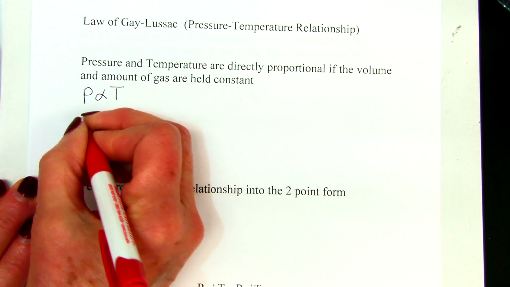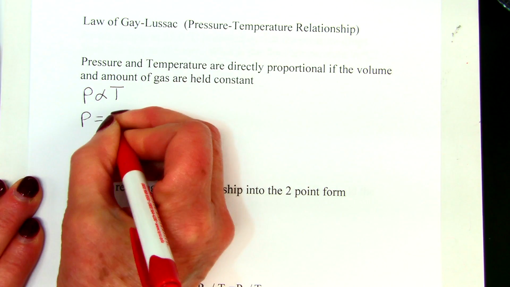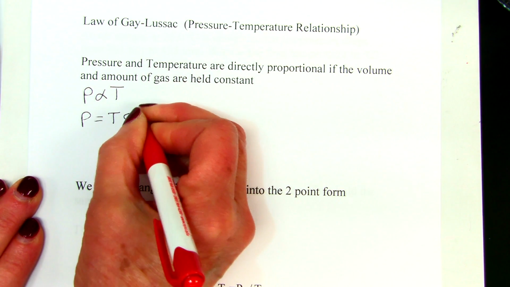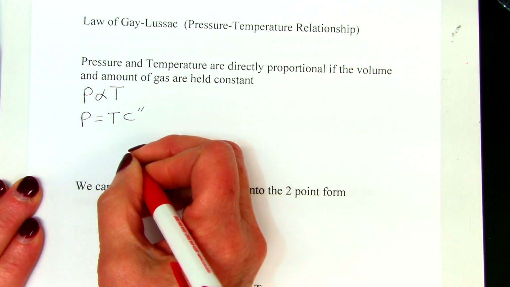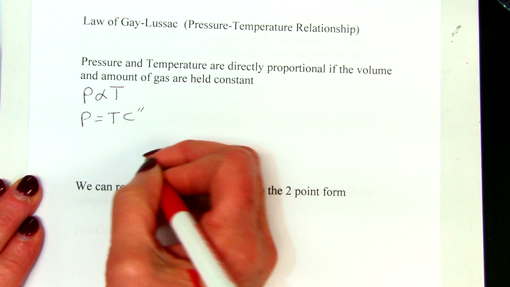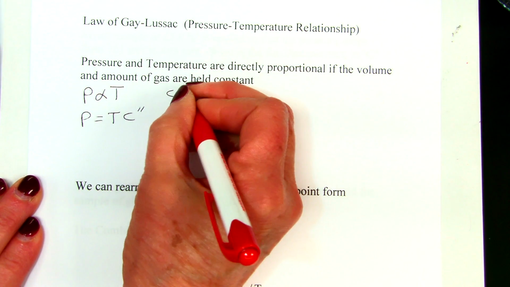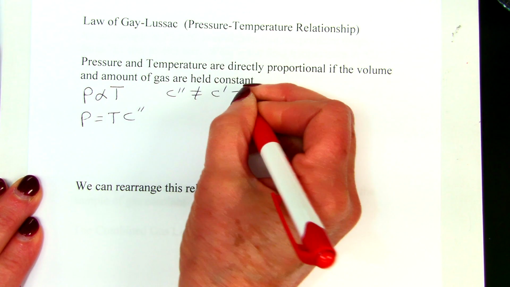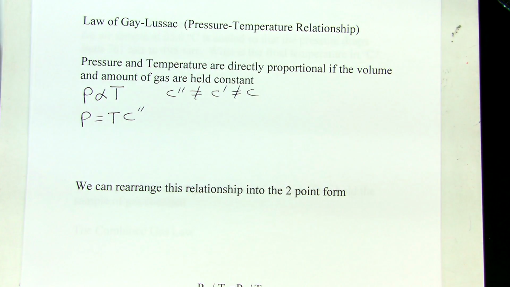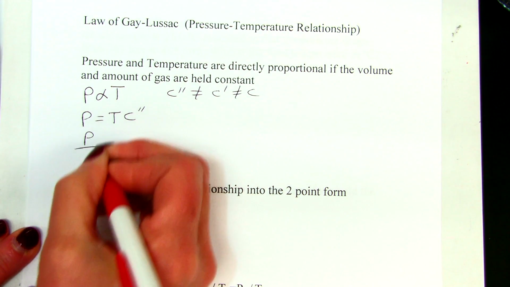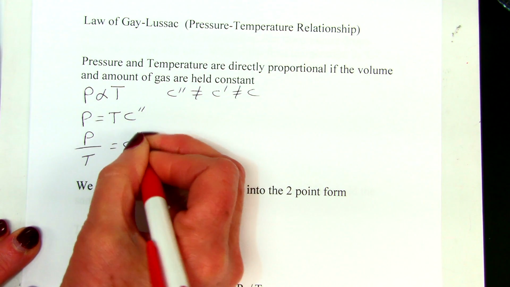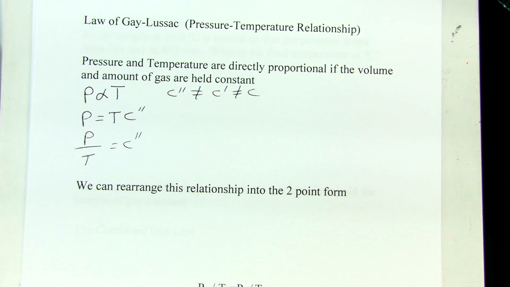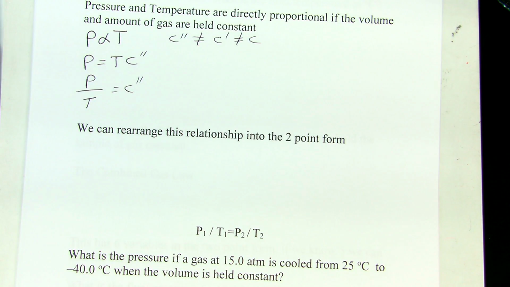In chemistry, we don't like proportionalities, so pressure is equal to the temperature times a constant, C double prime. C double prime is the Gay-Lussac constant, and C double prime is different than C prime from Charles' law, which is different from C for Boyle's law. So now we can rearrange this so that pressure divided by temperature is equal to the constant C double prime. Just like the other small gas laws, we can rearrange this into the 2-point form.